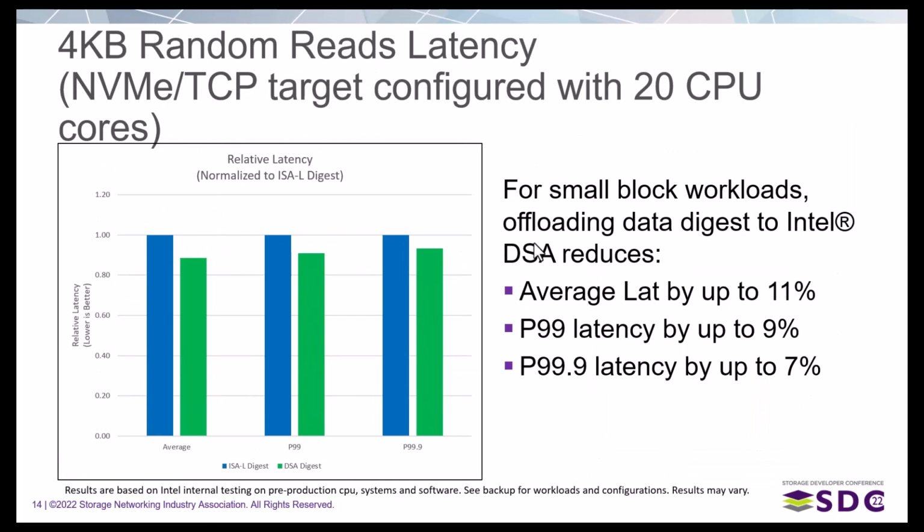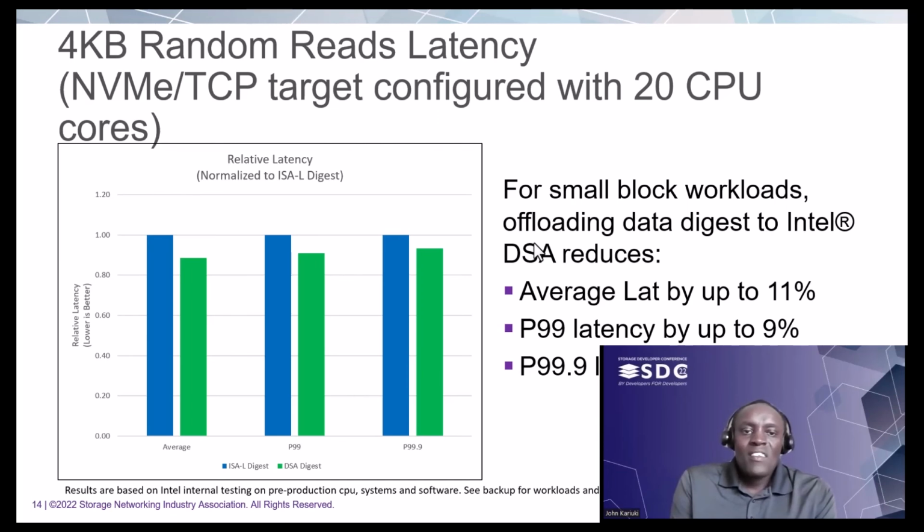And then as far as the latencies go for the 4K random read workload, we measured an average latency reduction of 11%, P99 latency reduction of 9%, and P99.99 latency reduction of up to 7% when we used DSA to calculate the digest versus doing it with ISA-L on the same CPU cores that were being used by the target application.